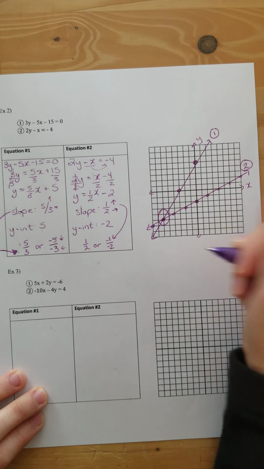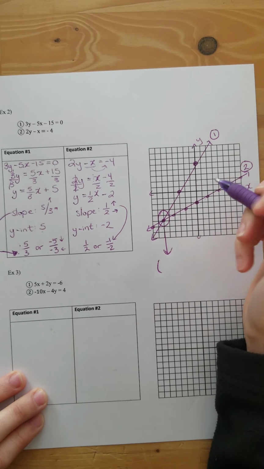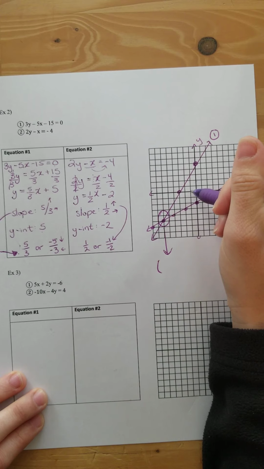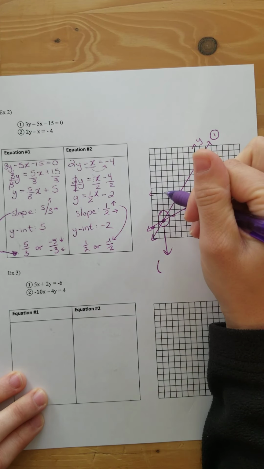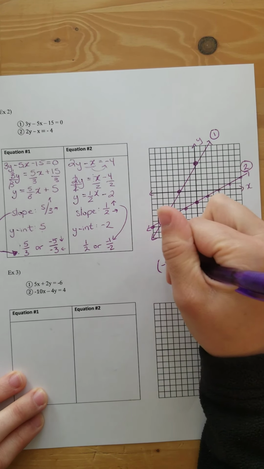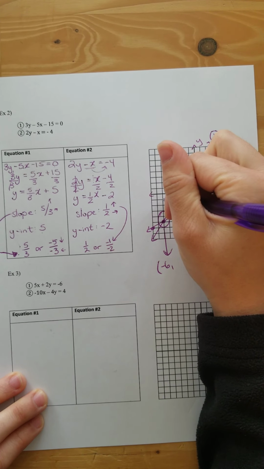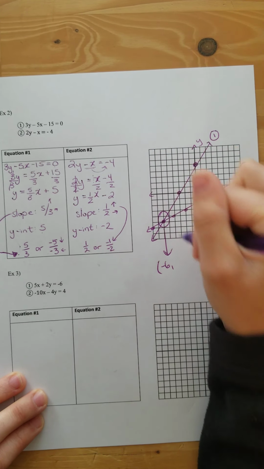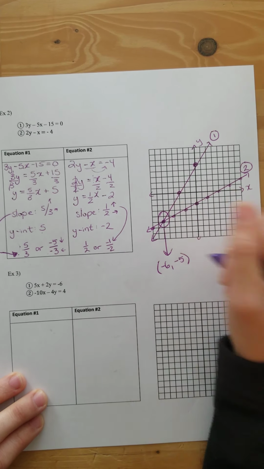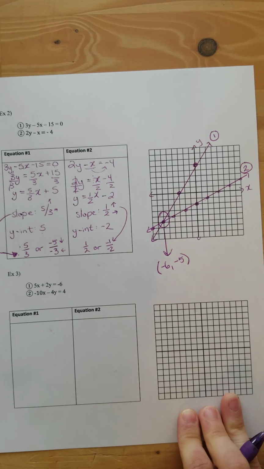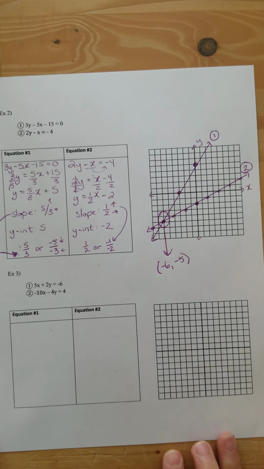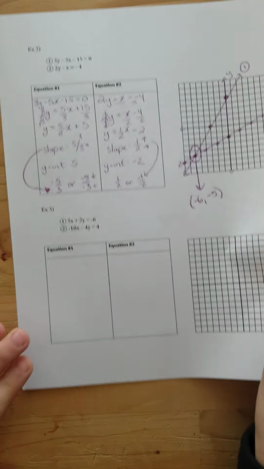So that is our common point. So our solution is on my x-axis, I'm at -1, 2, 3, 4, 5, 6. -6 is my x value. And then I went down 1, 2, 3, 4, 5. So down 5 or -5 on my y-axis. And that's the answer. Okay, last one.